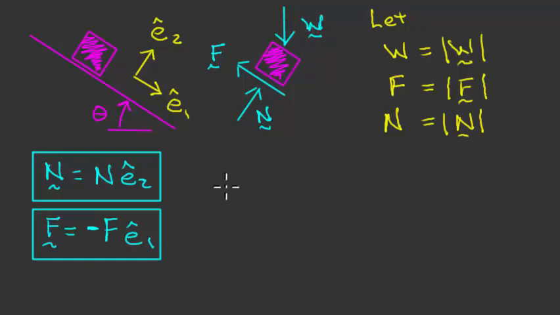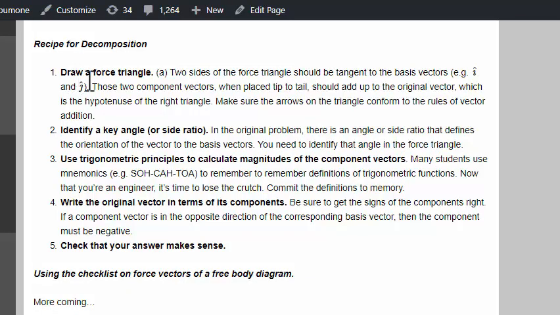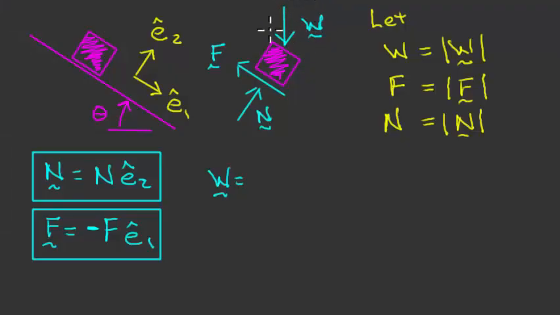Now finally let's consider the weight vector. We'll call that W, and let's go back to our recipe. Step number 1 says draw a vector triangle. So the vector W is straight down, right? Let's do that one first. Now remember, this weight W is going to be the hypotenuse of our triangle. The other two sides of the triangle are going to be tangent, or I should say parallel, to the e hat 1 and e hat 2 directions.